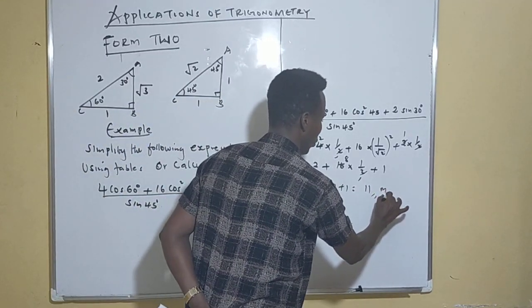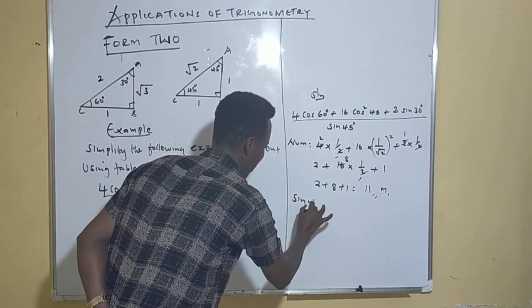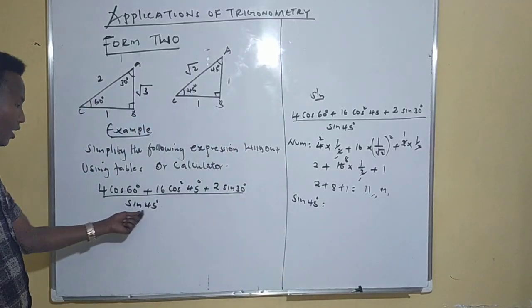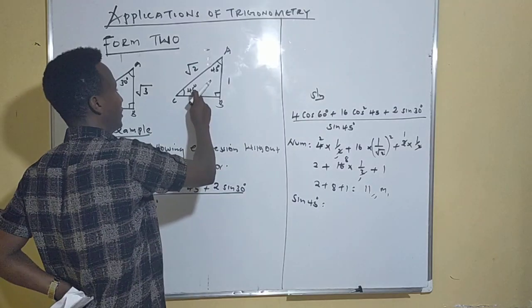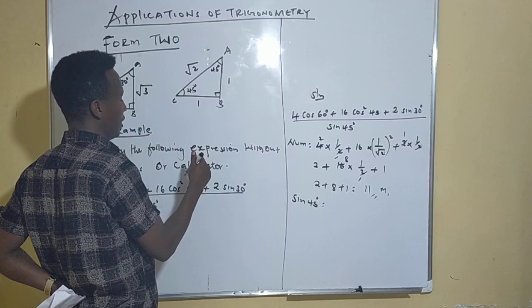That is mark 1. During KCSE, they will give you mark 1. Then you're going to say sine 45. Remember sine 45, and if it's sine 45 squared, you square this one. What is sine 45? You can stand here or stand at this angle. You can use either of these two angles.